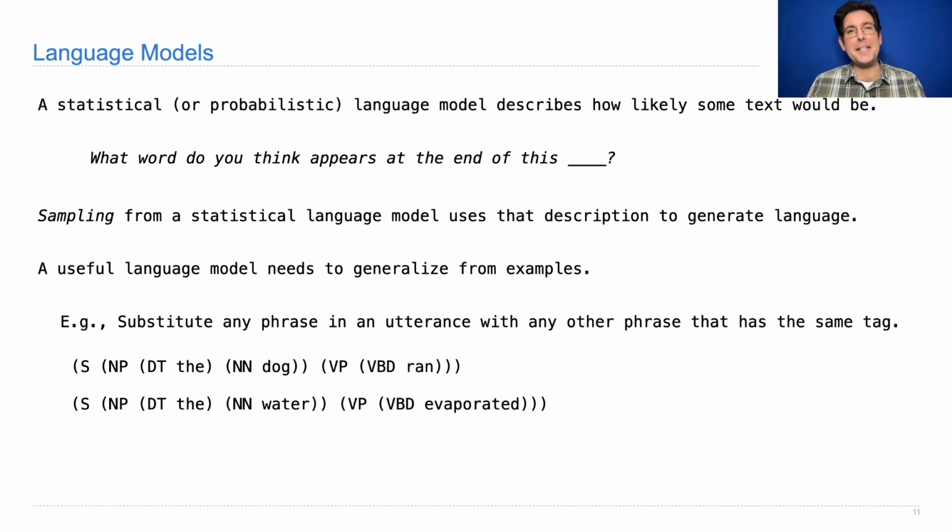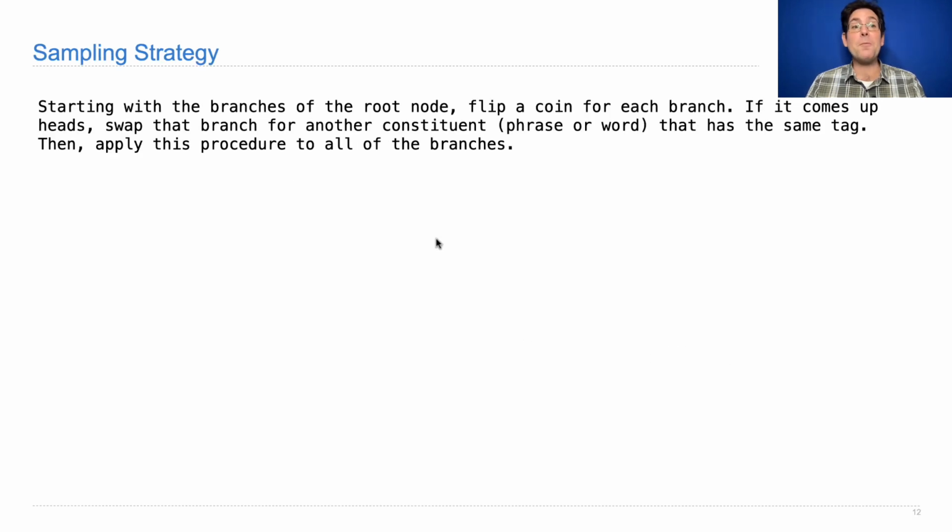Okay, but this is just an intro course, so let's do something really simple that still is like sampling from a language model, which is that we will start with the branches of the root node, flip a coin for each branch. If it comes up heads, we'll swap that branch for another phrase or word that has the same tag from some other sentence. And we'll apply this procedure to all of the branches, meaning that we'll look at all the other nodes and flip coins for their branches as well.